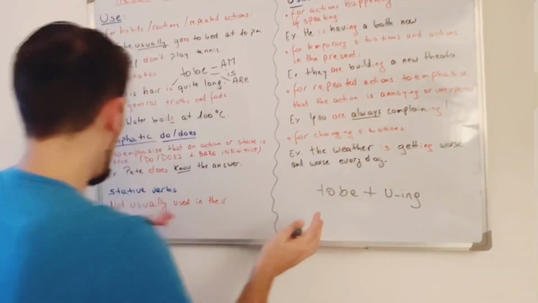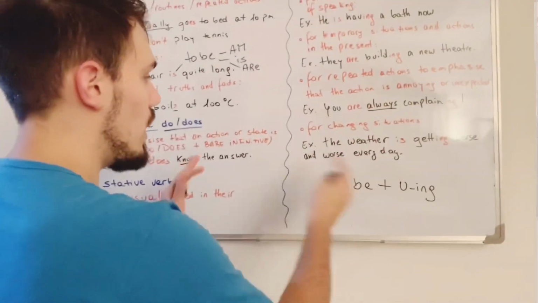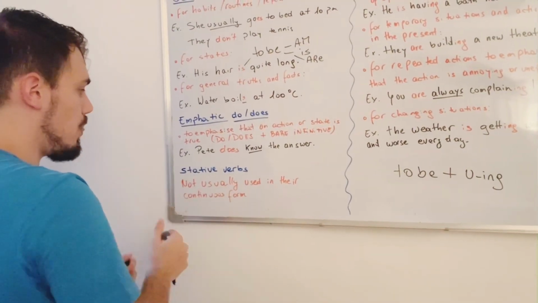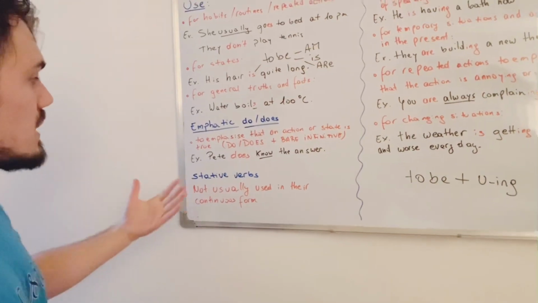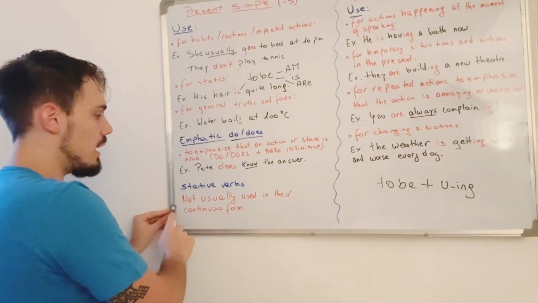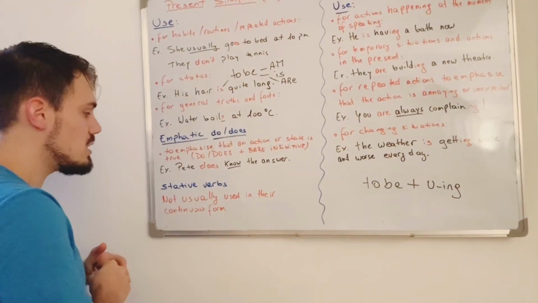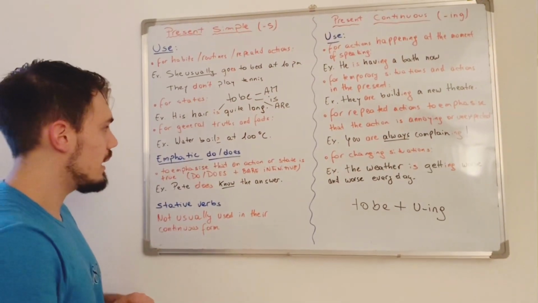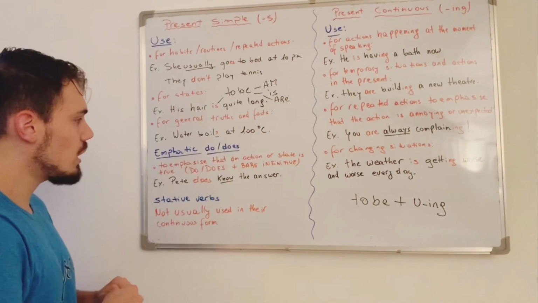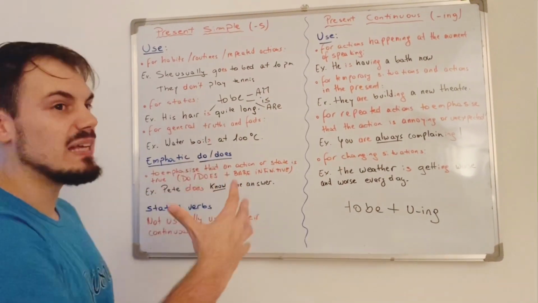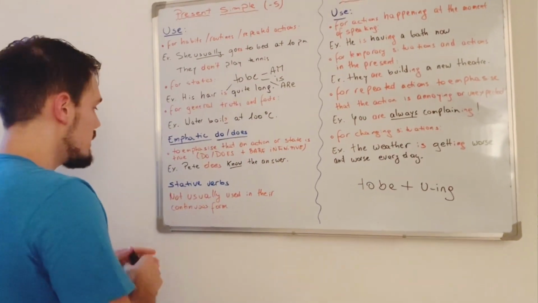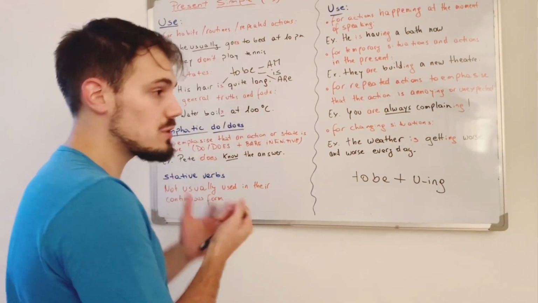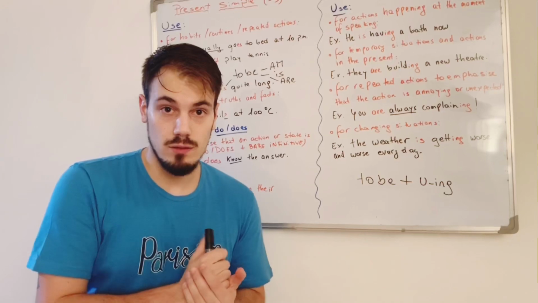Okay, and now we are going to move to the stative verbs. Because this is something that we need to pay attention to. Stative verbs, as it says here, are not usually used in their continuous form. So we cannot have, for example, verbs like I am being, okay? Stative verbs describe a state, okay?